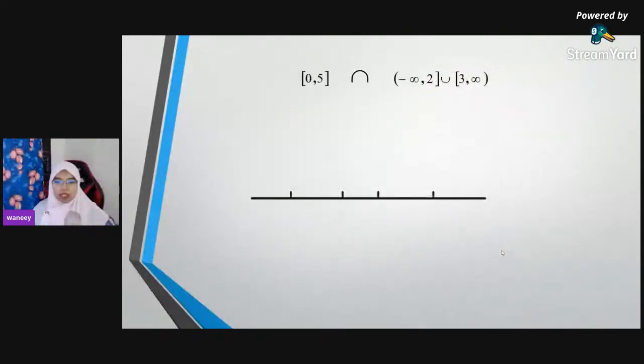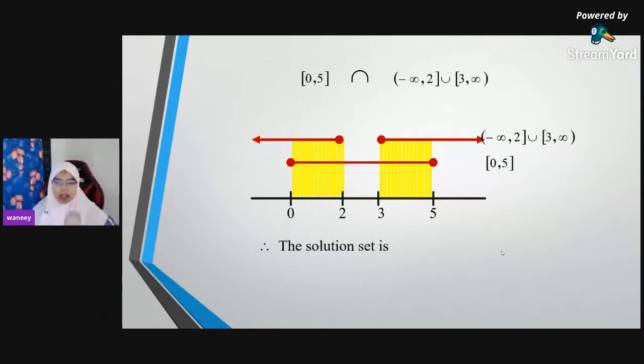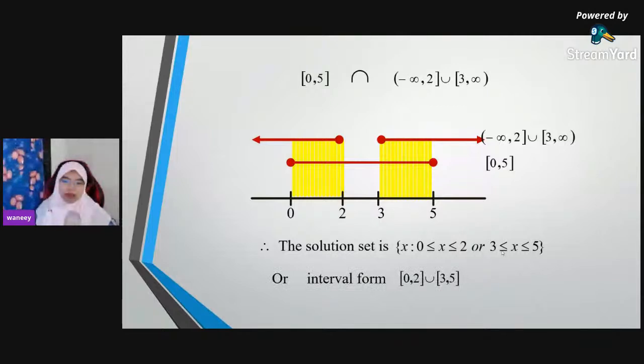Okay, so draw the answer. This is 0 up until 5, and then another one, -infinity up until 2, 3 until +infinity. It does overlap from 0 up until 2 and 3 up until 5. So x in between 0 and 2 or x in between 3 and 5, including 3, 5, including 0, 2. Or in interval form, it should be 0 up until 2, union with 3 up until 5.